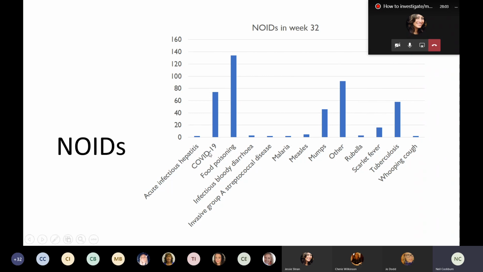Things like hepatitis, COVID-19, malaria, tuberculosis. And you might notice that there aren't very many cases of COVID-19, that it's outweighed by food poisoning and other infections, which can be a wide range of different infections. This is because the NOIDs, these are what's coming to doctors.